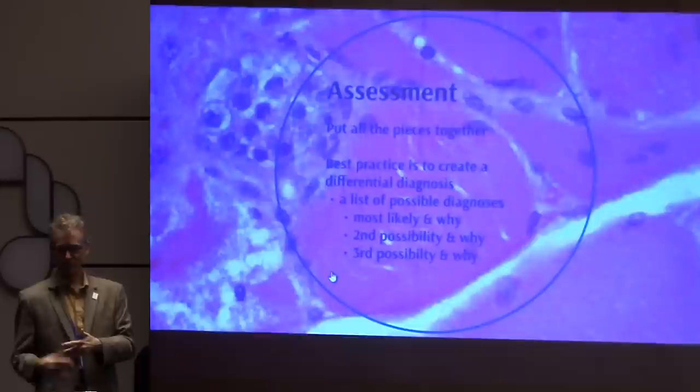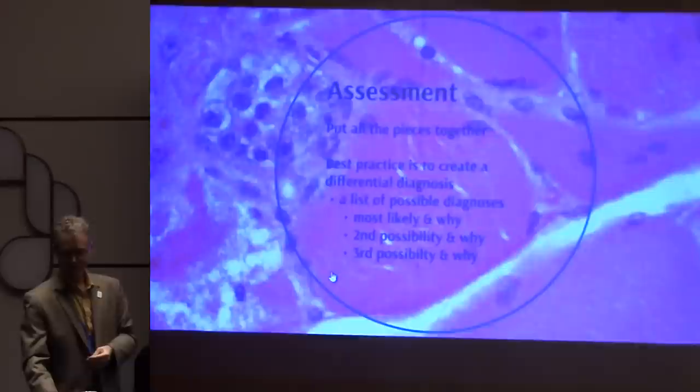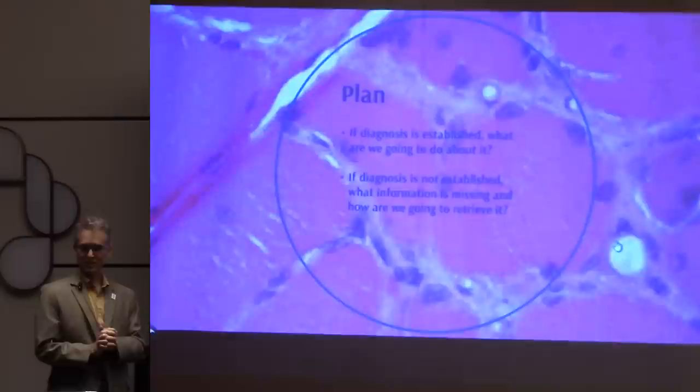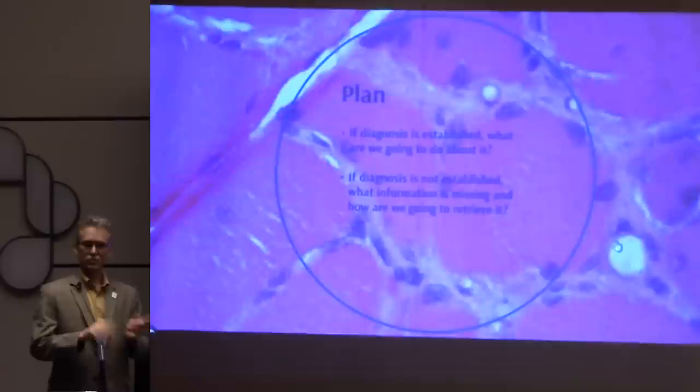So it's always a good idea to say, well, if it's not this, then I think maybe it's this. And here's why I think this is more likely. Here's why I think that's more likely. And that's our formula. That's how we try and arrive at a plan. If this is the diagnosis, what are we going to do? If it's not definitely the diagnosis, what are we going to do to figure out what the definite diagnosis is?